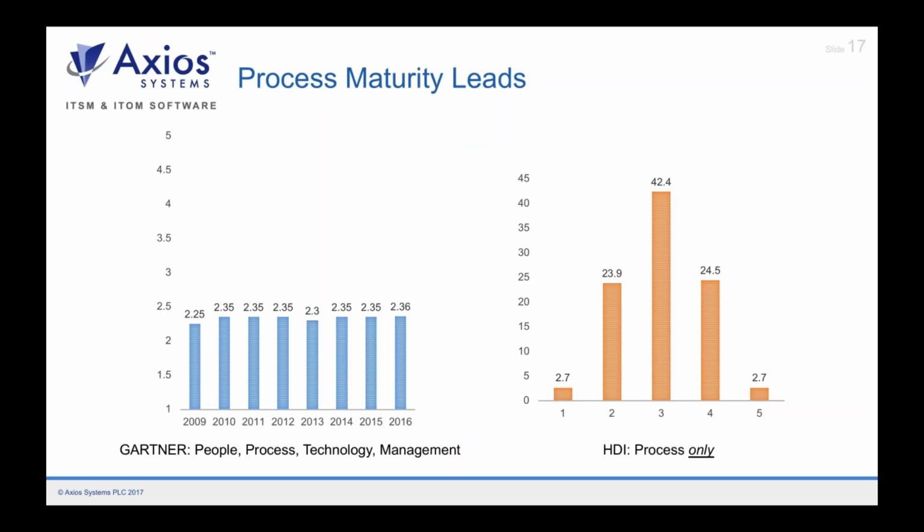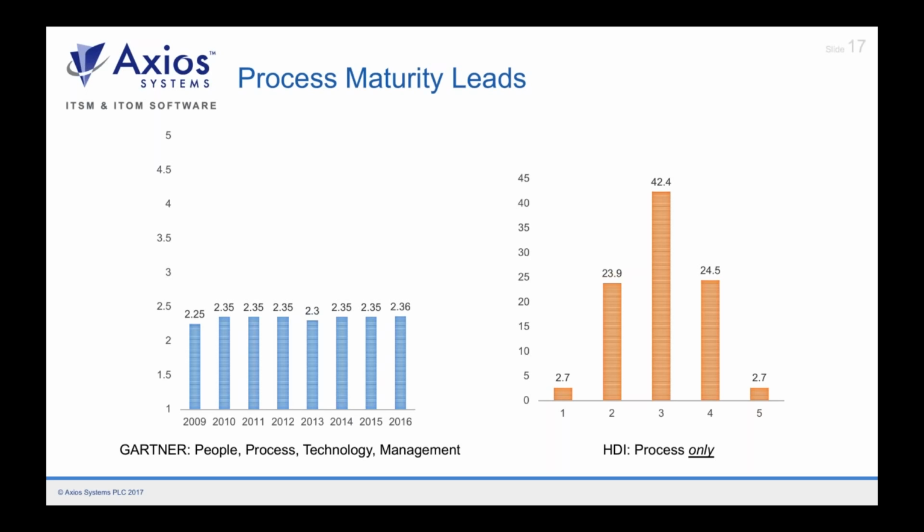Now, if we take a look at these reports side by side, Gartner and HDI, we can assess multidimensional aspects of IT. We can see that in the HDI study, almost 70% of organizations rank themselves as level 3 maturity or above when it comes to processes, yet only 10% of Gartner clients are ranked at 3.0 or higher when assessed in broader terms.